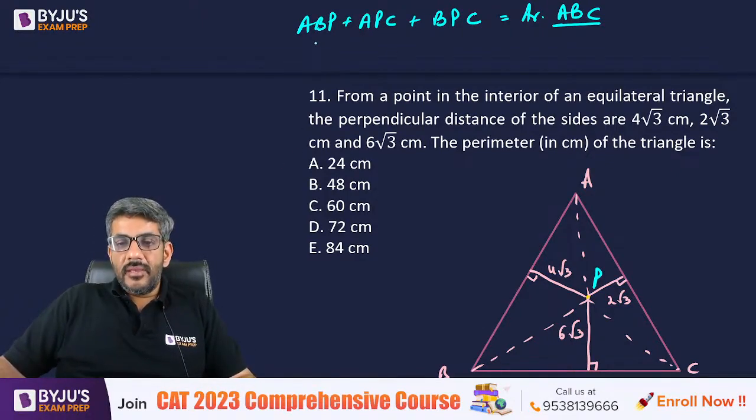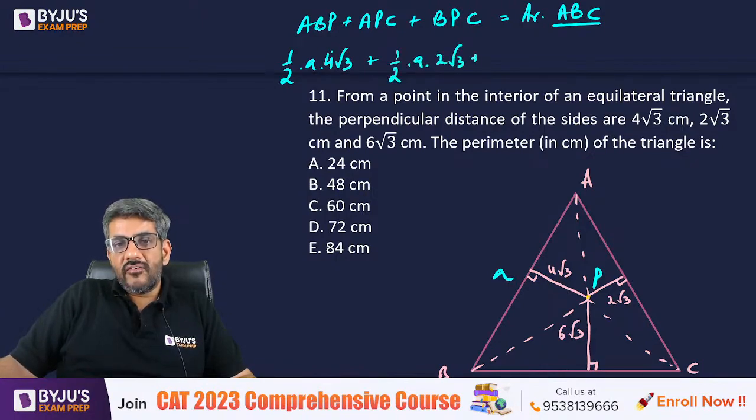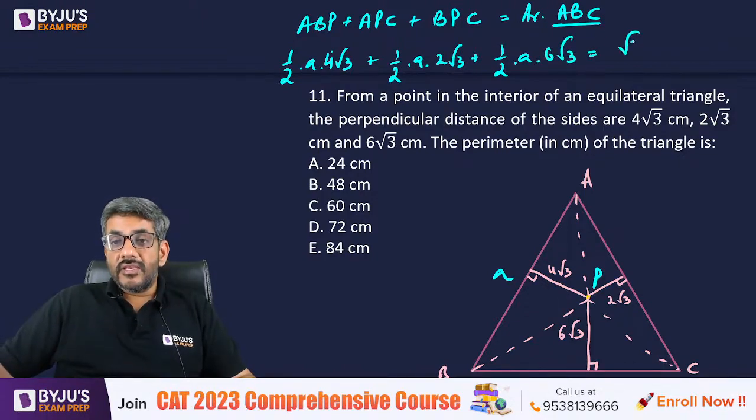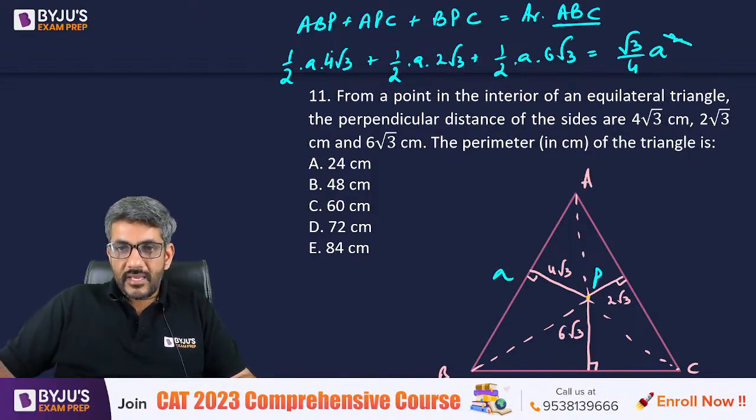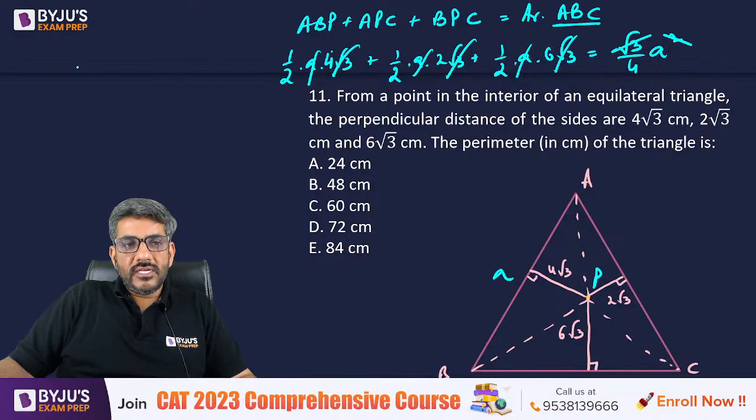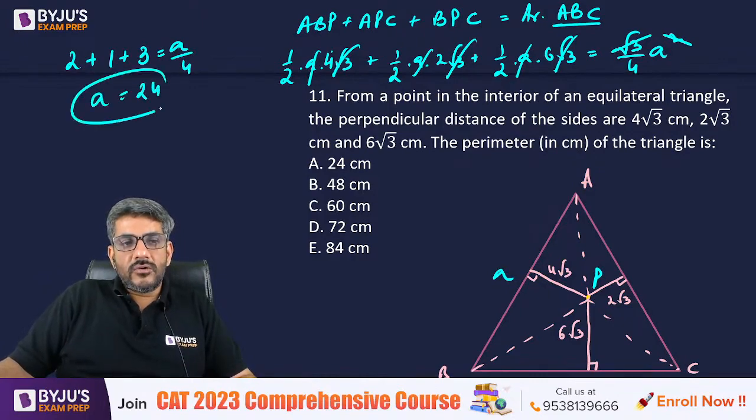Now what is the area of ABP? If the side of the triangle is A, the area is half of A into 4 root 3. Area of APC, it is half of A into 2 root 3. Area of BPC, it is half of A into 6 root 3. Area of ABC, area of an equilateral triangle is given by root 3 by 4 A square. You all know that. So from A, you can cancel out A in all the places. Root 3 can be cancelled out in all the places. So ultimately, I have 4 by 2, that is 2, plus 2 by 2, that is 1, plus 6 by 2, that is 3. It's equal to A divided by 4, or A is equal to 24.